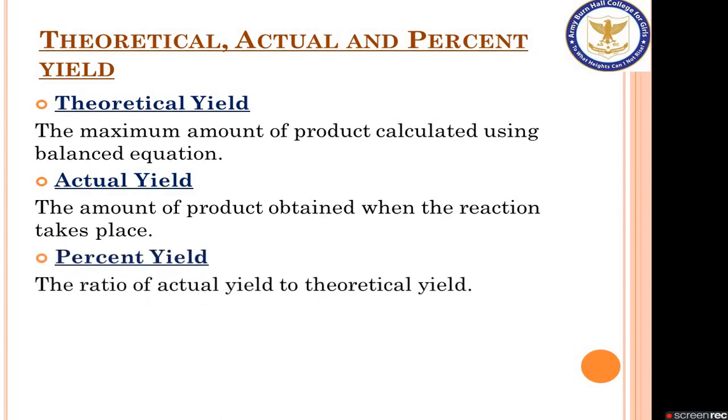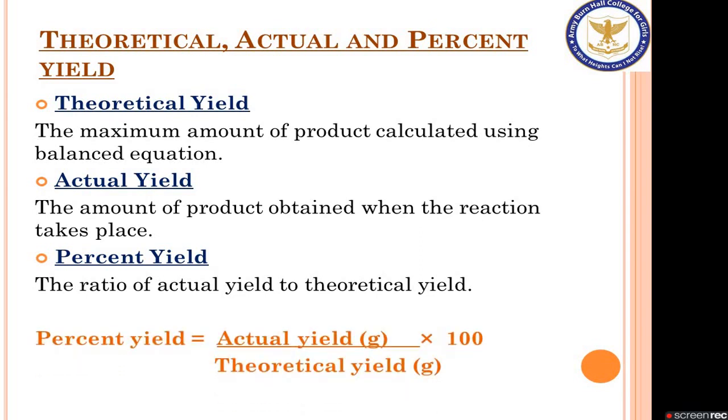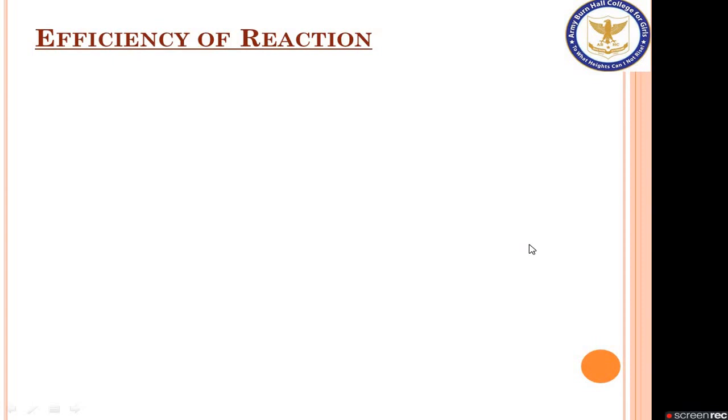The ratio of the actual yield to the theoretical yield is called percent yield. We can calculate the percent yield with the help of this formula: percent yield is equal to actual yield divided by theoretical yield, multiplied by 100. In this way we can calculate how much of the product we can obtain for a particular reaction. The next one we have is efficiency of reactions.